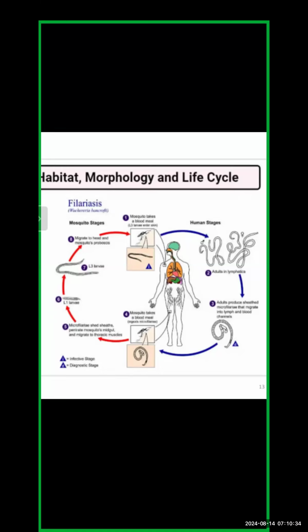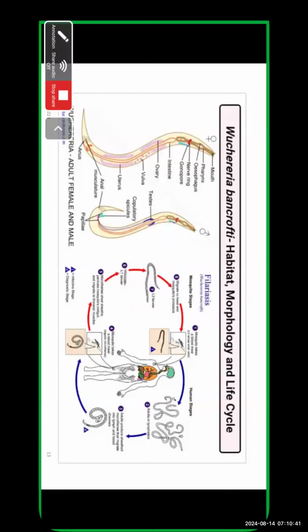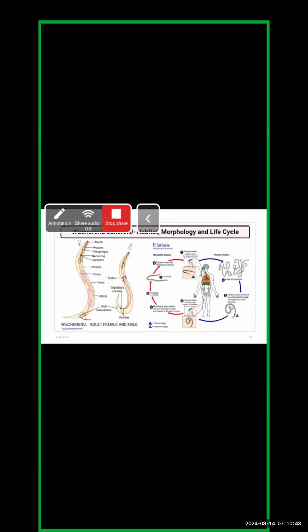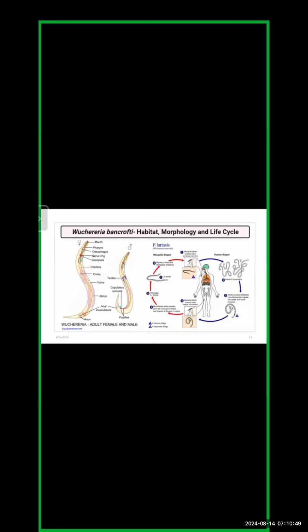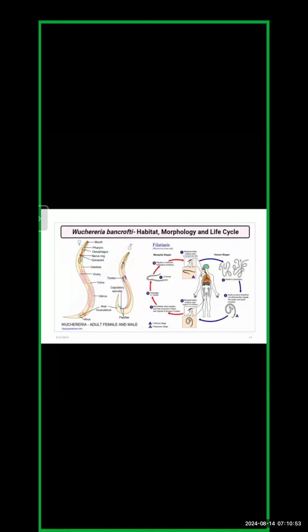So when the mosquito injects this microfilaria into the human, it then propagates the cycle. So it's like a vicious cycle. It starts again. So you can see both the adult female and male worm.